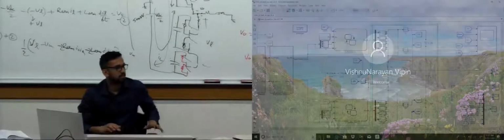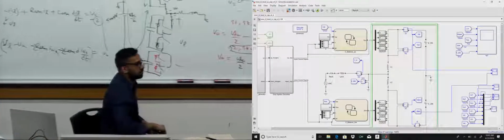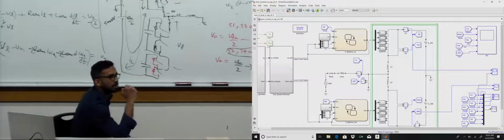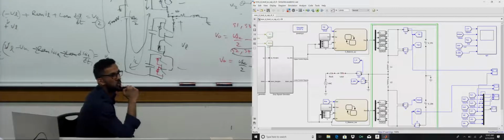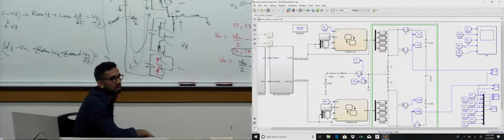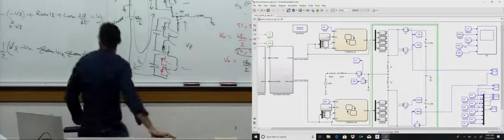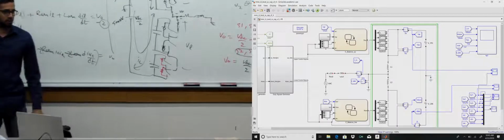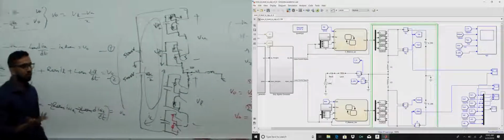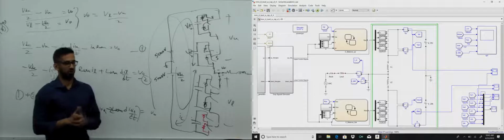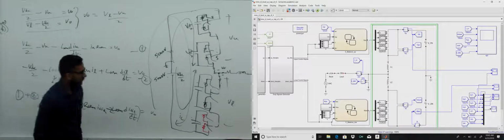Quick question. If you add more branches to the arm, more submodules, you basically can create a more precise sine wave, because you have more levels of voltage? That's correct. That's exactly correct. Because here when I do the approximate sine wave, we have only 3 levels, right? If we have more levels, we create a smoother sine wave. That's correct.